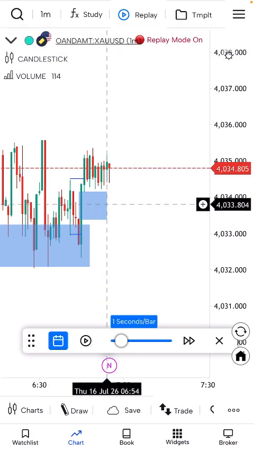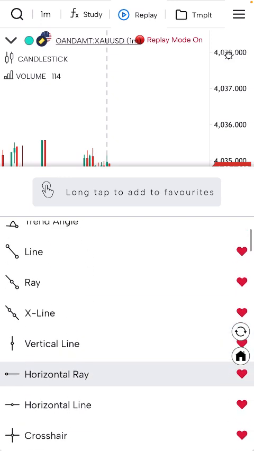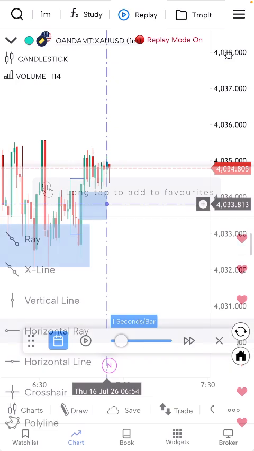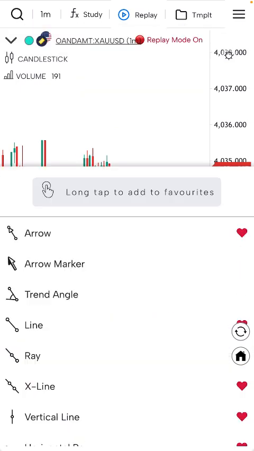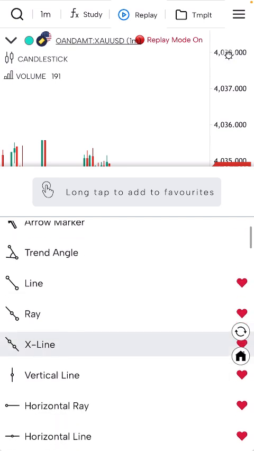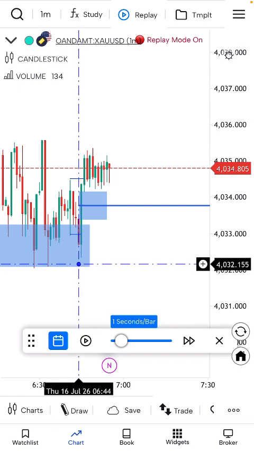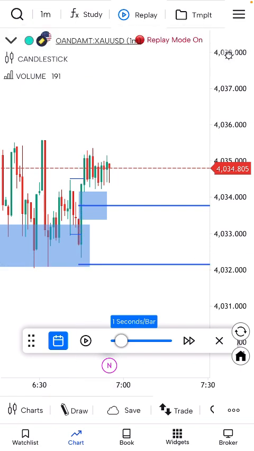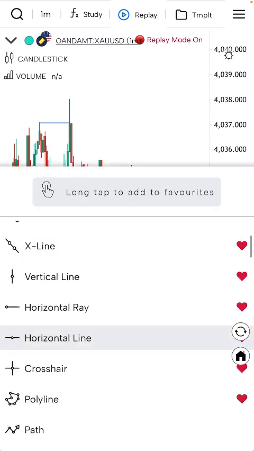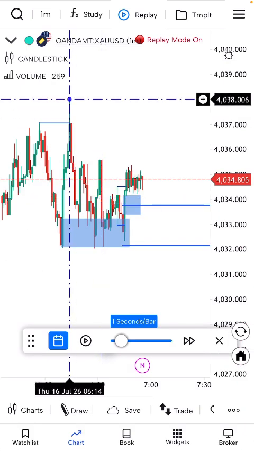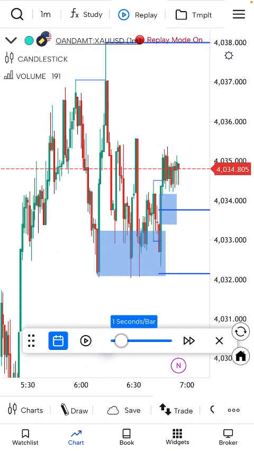So let me mark it up and show you that I placed an order. Let me use this horizontal ray there. Put my buy order, and then my stop loss was below there, and then my take profit, I was targeting the recent high, this one. Boom. So then this is how it all played out.